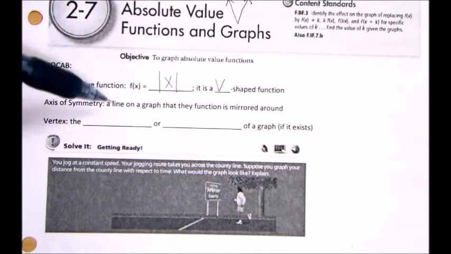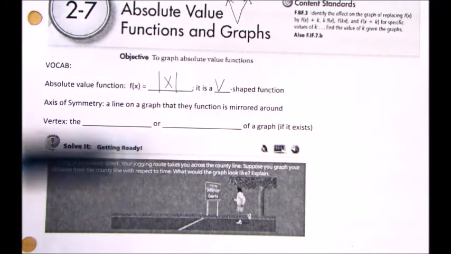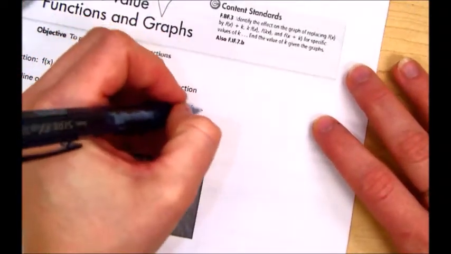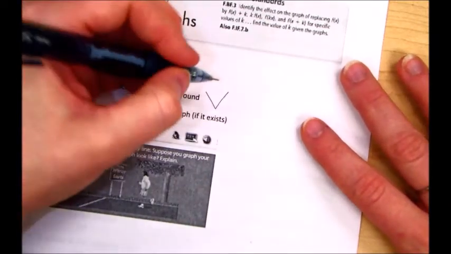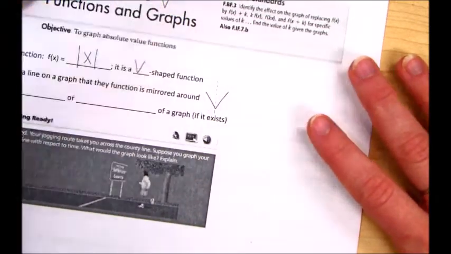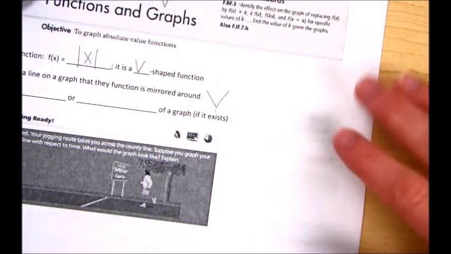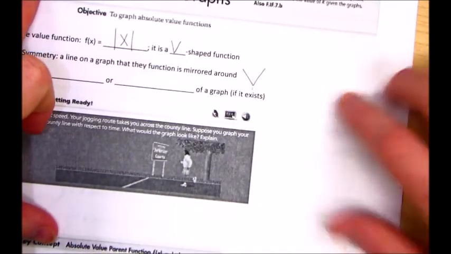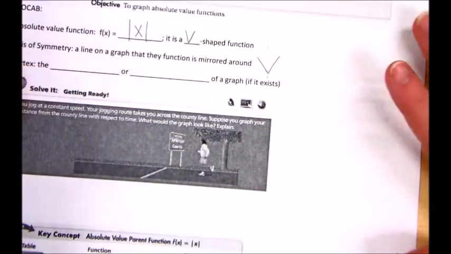The axis of symmetry is the line on the graph that the function is mirrored around. So if we have our V-shaped graph, the axis of symmetry would be an up and down line right there through the middle because you could fold it on that line. Okay, so the axis of symmetry is that dotted line right there I just drew.